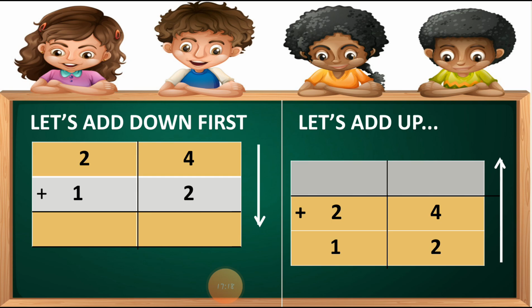Then the next example, which is 24 plus 12. You also have to write down with me in your notebook, students. The ones column is 4 plus 2 and the answer is 6. Now the next one, which is the tens column, 2 plus 1 is equal to 3. So here our answer is 36.